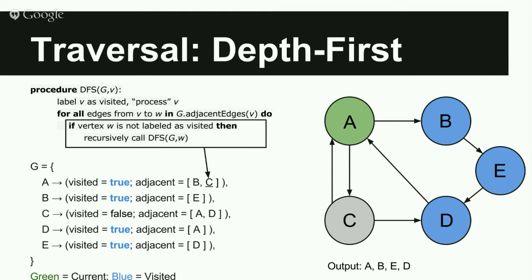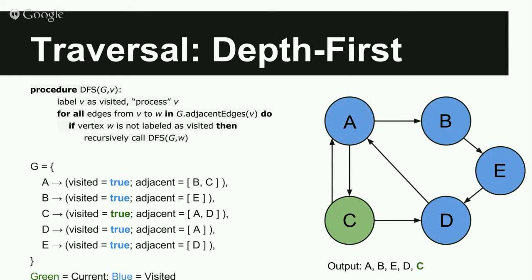So, if it's not labeled as adjacent, C is the next node. It's not labeled as visited already. It's actually the only one left that hasn't been visited. So we're going to call depth first search with C now as the current node. Next slide. So we can see we add C to the output finally.